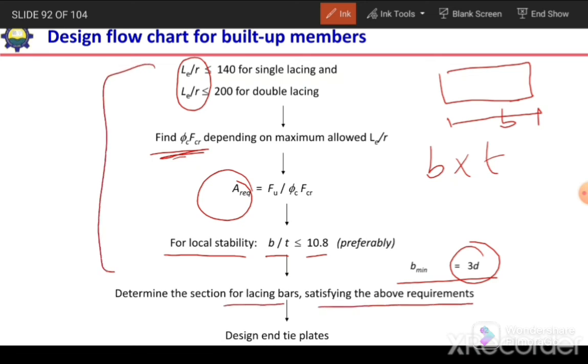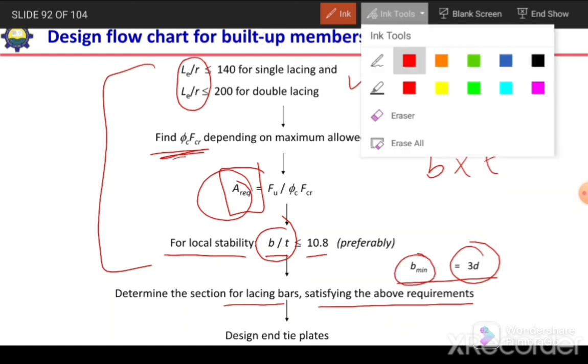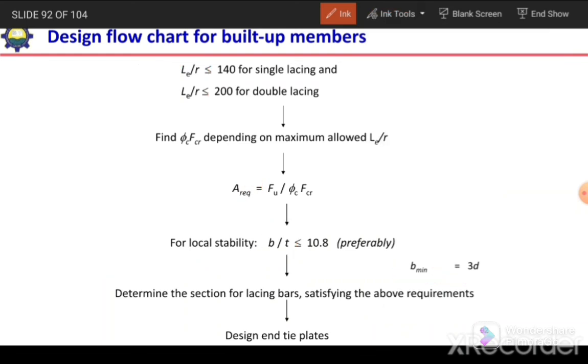So determine the section for the lacing bar satisfying the above requirements. We need to satisfy these 3 requirements. It should satisfy the slenderness ratio for the global instability. It should have an area more than the required area. It should also satisfy the local instability check, and B should be more than B minimum. Based on that we can decide the section for the lacing element.